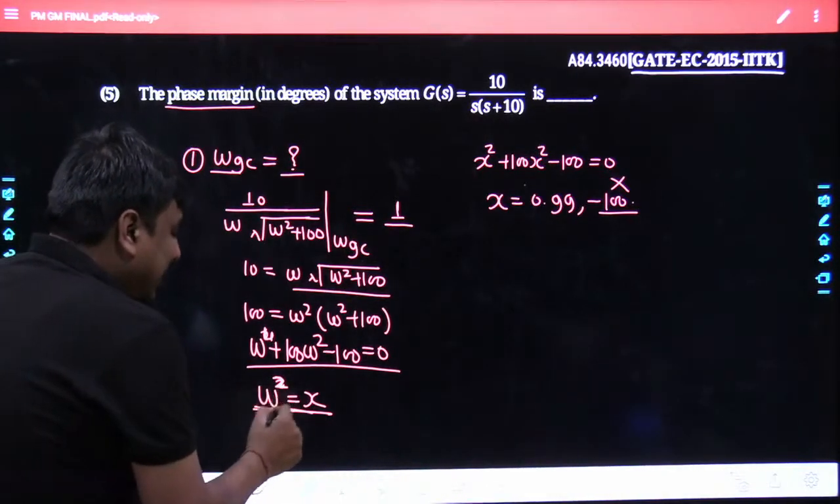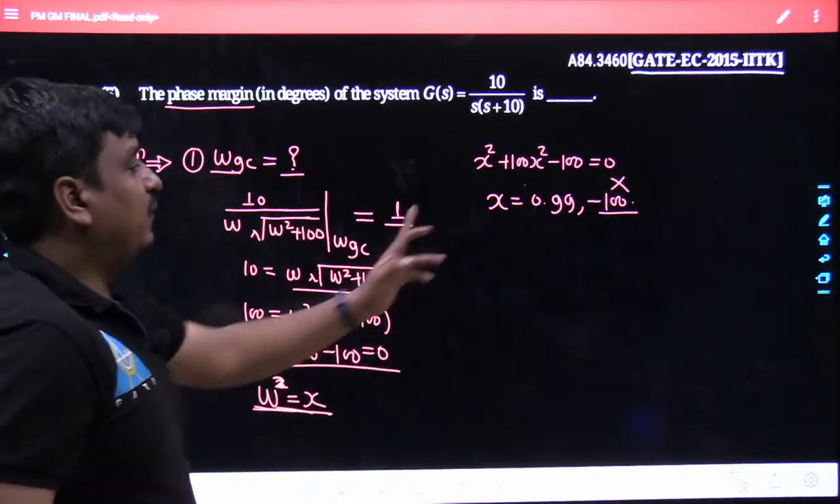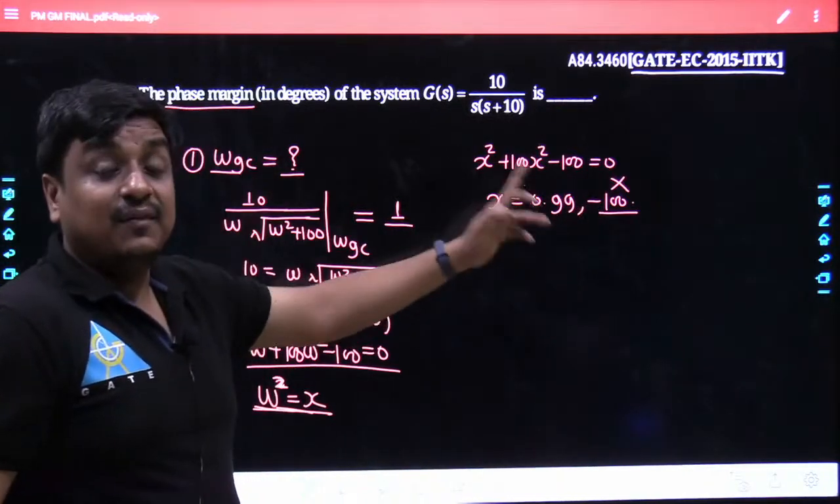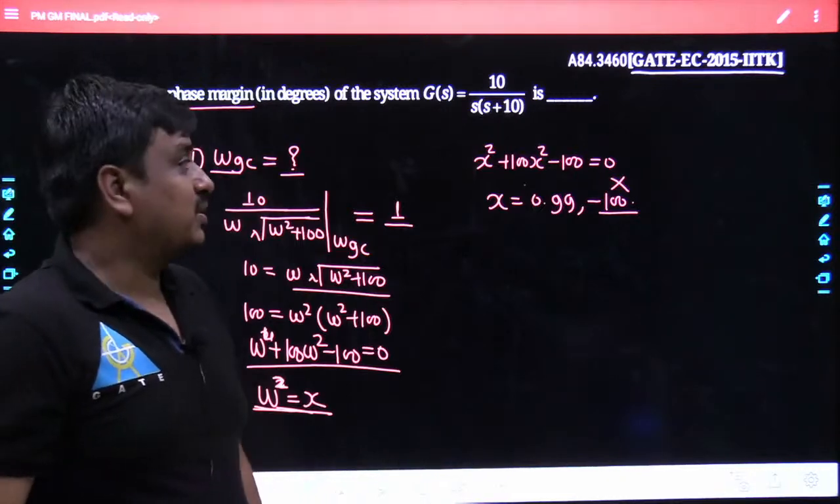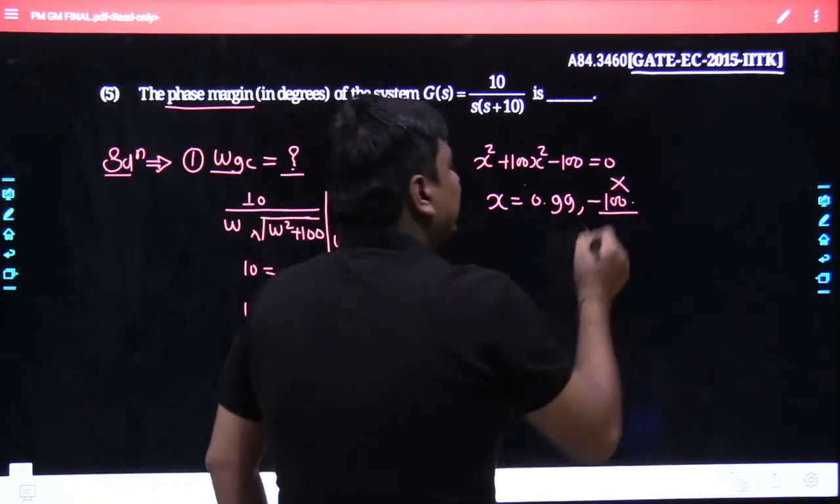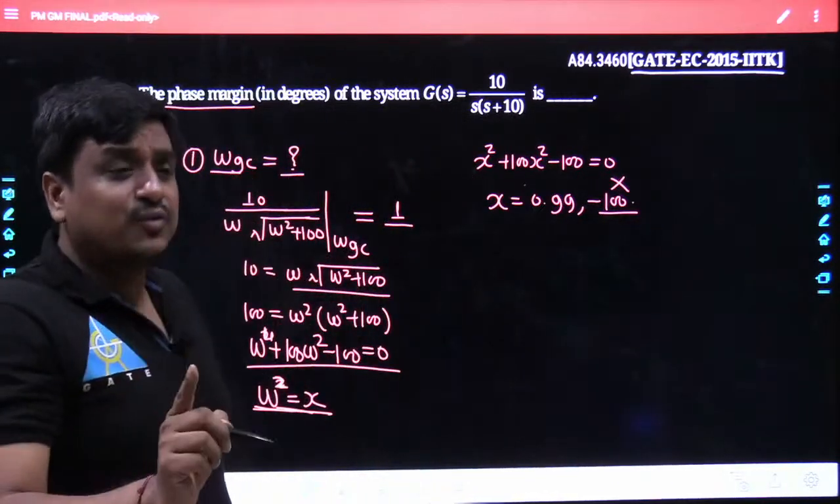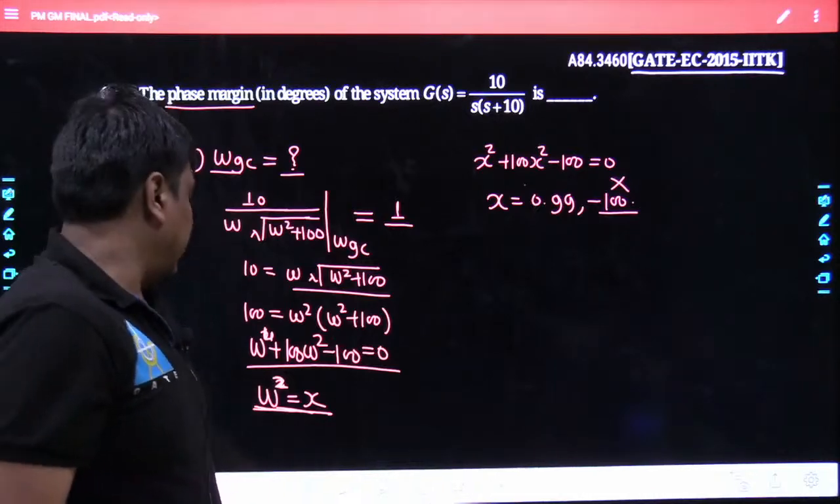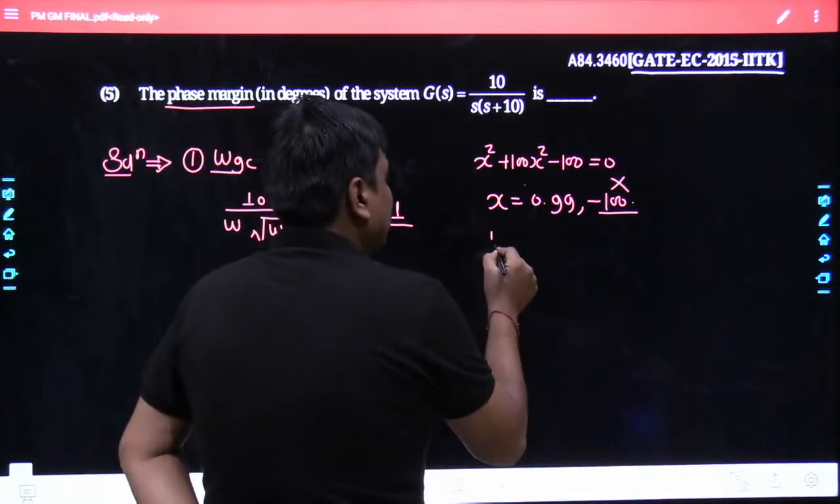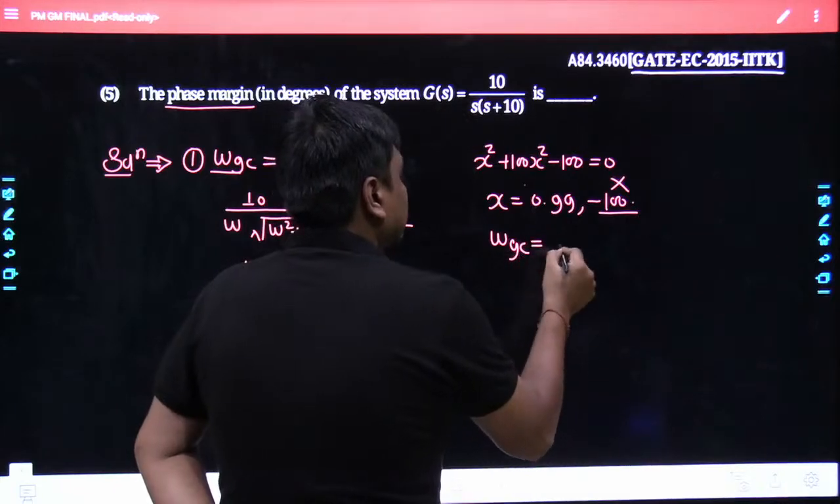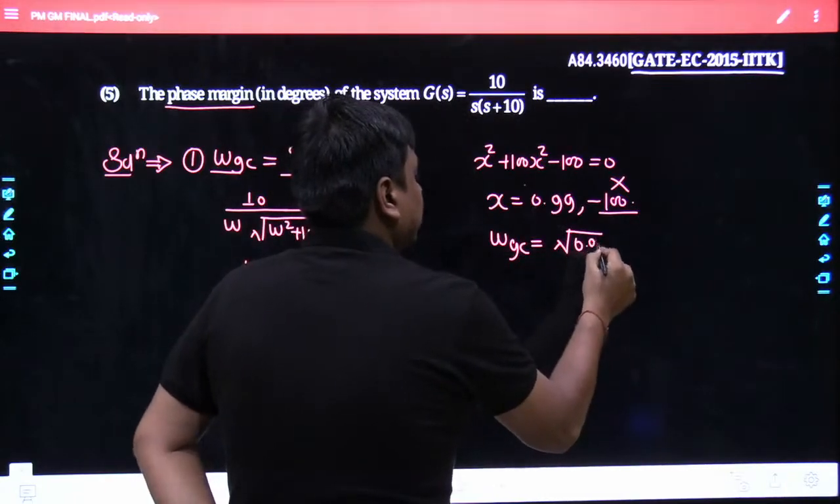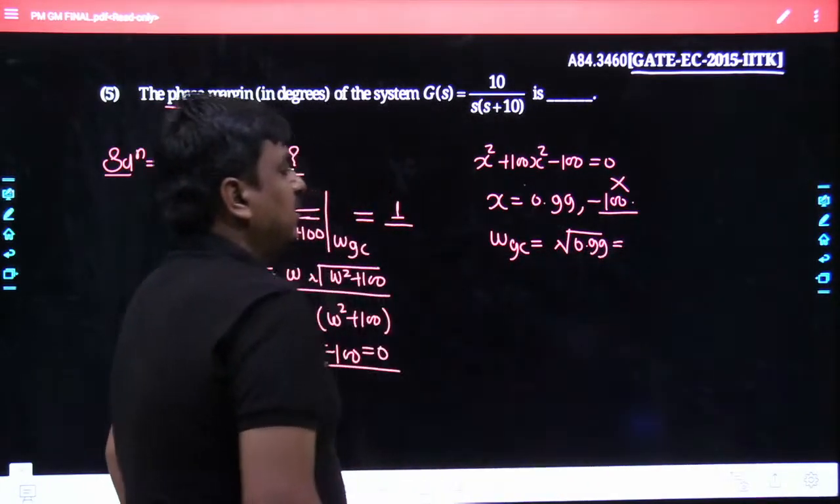So here the omega is nothing but the root of x. If I take the root of minus 100, definitely it would become a complex component and the omega cannot be a complex component. So obviously minus 100 has been ruled out. The component which would be used further is nothing but the 0.99. So from here we got to know the value of omega, which is precisely omega GC, equal to root of 0.99. Agreed with what I am saying?